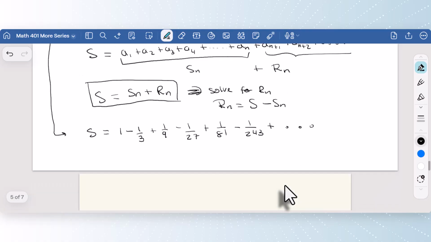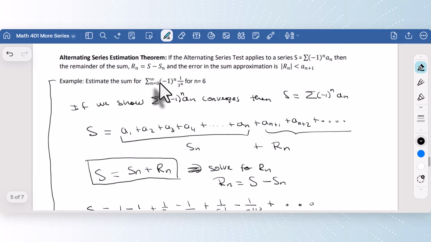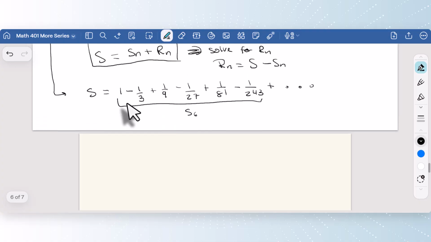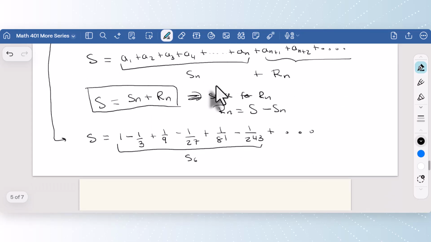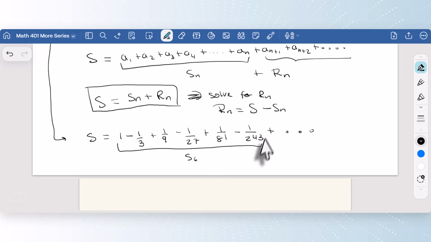So this is our Sn, right? So this is S6, the sum of the first 6 terms. In this sum, notice that we started with n equals 0. Now, remember, for sequences, you have to start at n equals 1, but for series, you can really start anywhere. So this starts at n equals 0. So 0, 1, 2, 3, 4, 5, oh, n equals 6. So we're going to go plus the next term. So 1 over, what's 3 to the 6 is 729.